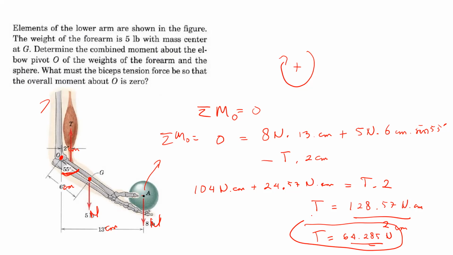Okay, the least. But the question here is, what must the bicep tension force be so that the overall moment about O is 0? So it's correct already. So the answer will be 64.285 Newton. So the question is not to lift the mass, but just in order to make it in stationary position. So the total moment at O is equal to 0. Okay, the total moment at O equal to 0. So the value of T there is supposed to be 64.285 Newton.